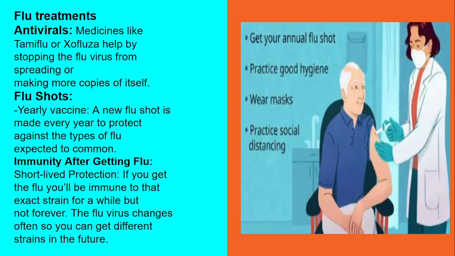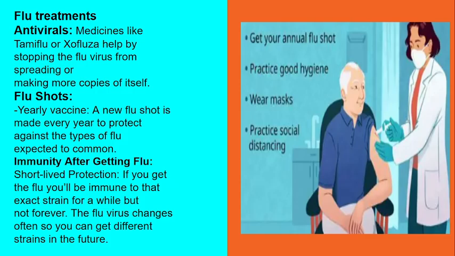Influenza therapy. We have flu treatments, flu shots, and immunity after getting flu. Flu treatments would be antiviral medicines like Tamiflu. They help stop the flu virus from spreading or making more copies of itself. Flu shots are yearly vaccines. A new flu shot is made every year to protect against the types of flu expected to come on.